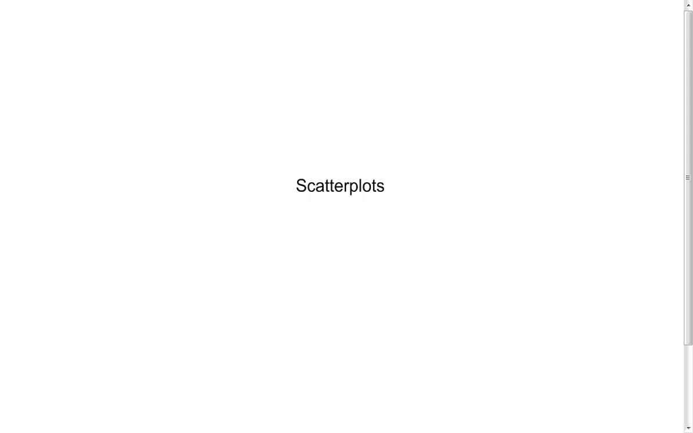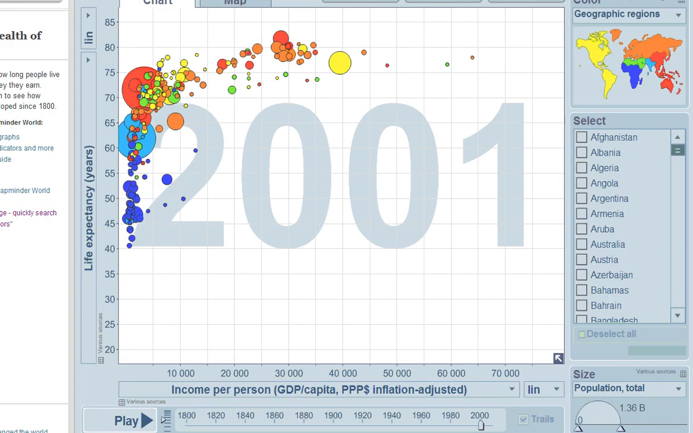In this video, we're going to take a look at scatterplots and what they can show us. Scatterplots are a graph where we plot points on the x and y coordinates in order to see a relationship between two sets of data. So in this example here, I have income per person and life expectancy.